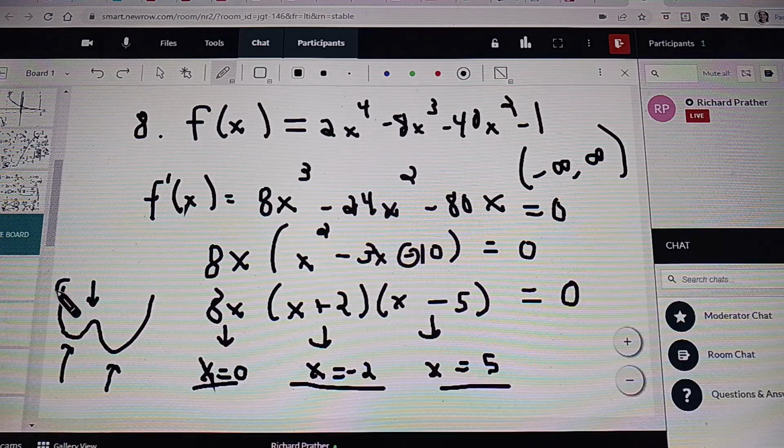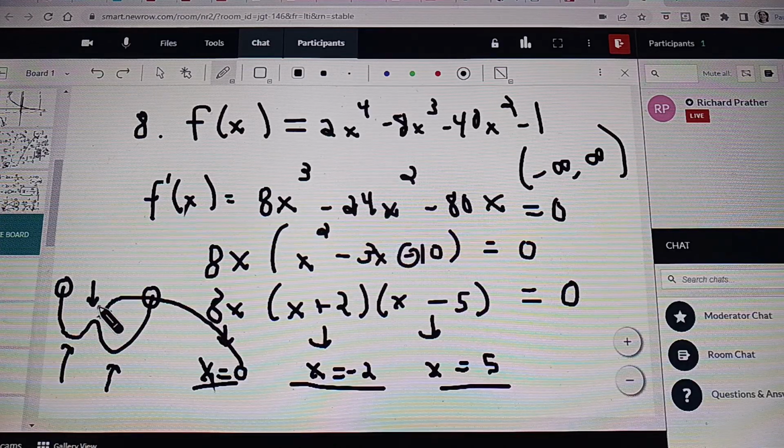And this thing goes up forever to infinity, so it definitely has no absolute maximum no matter what. One of these two local minimums has to be the absolute minimum just by my college algebra knowledge of how these polynomial graphs are drawn. So I don't even have to check the 0. 0 is going to be the local maximum. Negative 2 and positive 5 are two local minimums just based on my knowledge of how these graphs go.